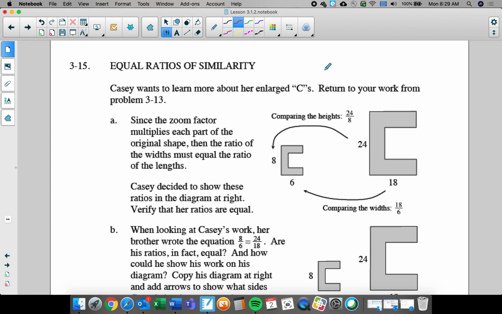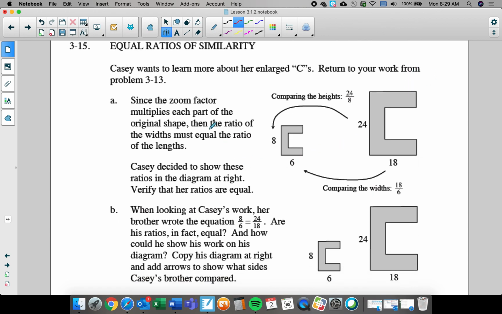So now we start to talk about equal ratios, that idea of the zoom factor. Notice it says since the zoom factor multiplies each part of the original shape, that means the ratio of widths must be equal, and same thing with the ratio of the lengths. So if we take a look, notice how they're comparing. The height was 24 compared to a height of 8, 8 compared to 16. So in this case, we have a zoom factor for my height. The zoom factor is 3. Same thing with the widths. The zoom factor is 3.